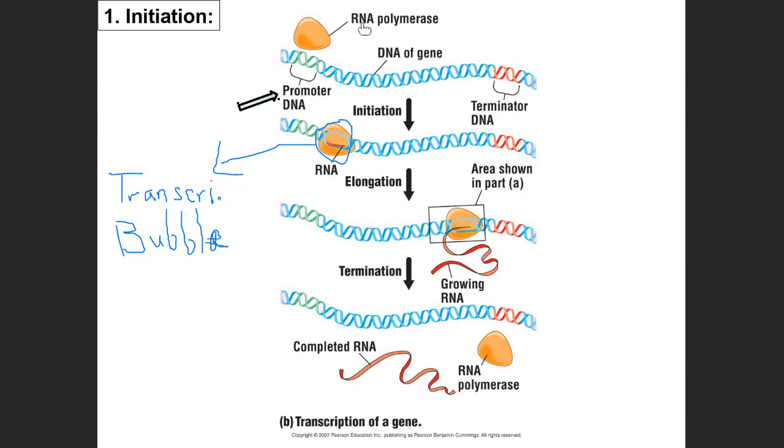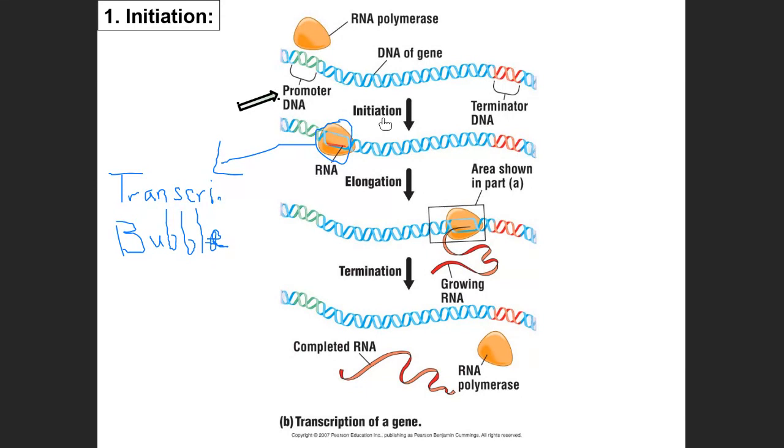So listen carefully. Once RNA polymerase locates the promoter, it will bind to the promoter, slide over to the beginning of the gene, unwind and separate the parent double-stranded DNA, creating a transcription bubble. Once this transcription bubble is created, that's the end of the first step of transcription, called initiation.